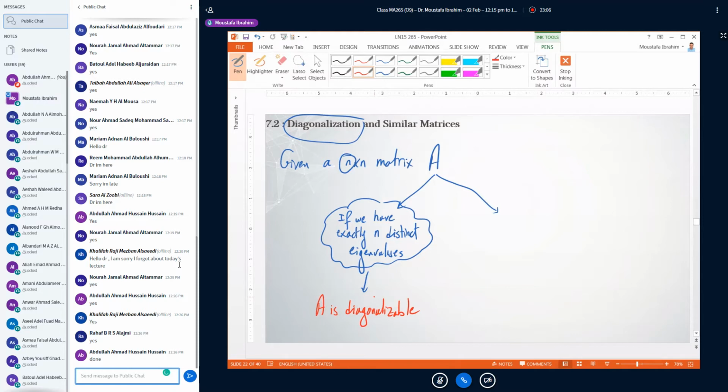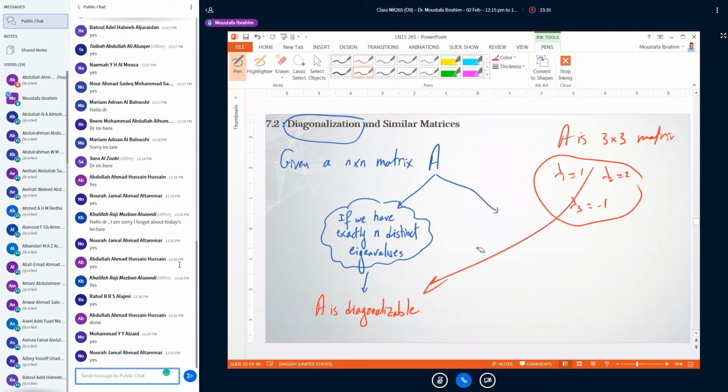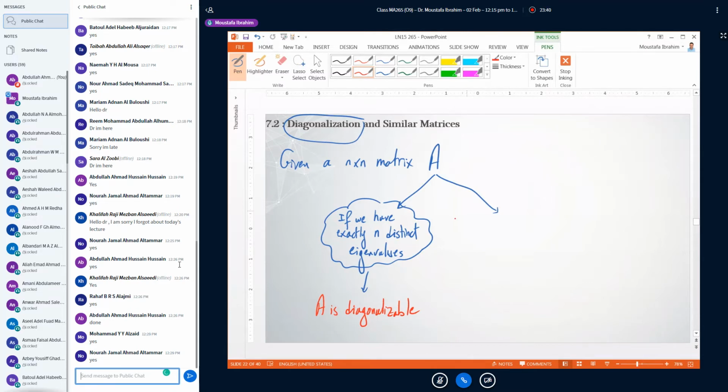So first of all, how many eigenvalues do we have? We have n, the same n here. If it's 3 by 3, we need 3 different from each other. For example, assume A is a 3 by 3 matrix, and I find lambda 1 equal 1, lambda 2 equal 2, lambda 3 equal minus 1. Do we have all different from each other? In this case, yes, A is diagonalizable directly. This is the easiest case. If all eigenvalues are distinct and their number equals the number of rows or columns, then A is diagonalizable.